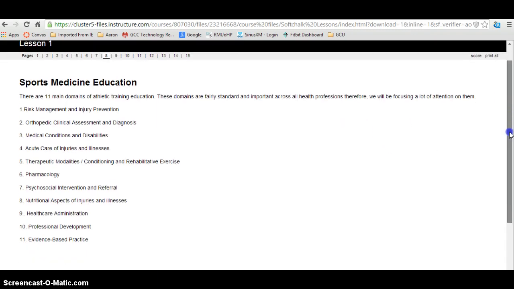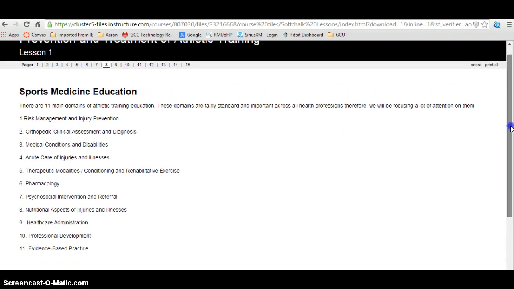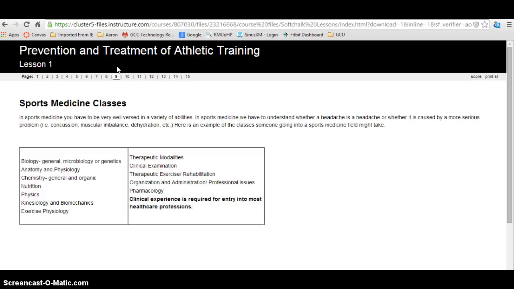There are different points of education, different domains of education that you may deal with in sports medicine, whether it be orthopedic assessment or nutrition, administration, pharmacology. There's a lot that goes into sports medicine as a profession in classes. Some of the specific classes are biologies and anatomies, things you might be taking now, and more specific, therapeutic exercise, rehabilitation, pharmacology.